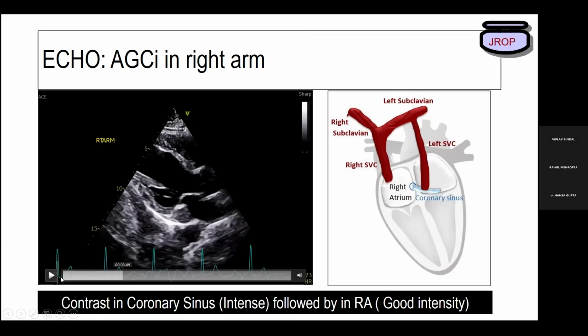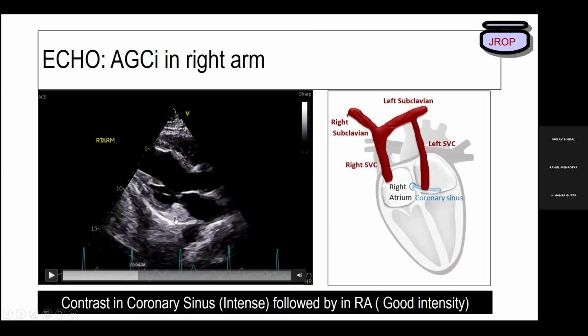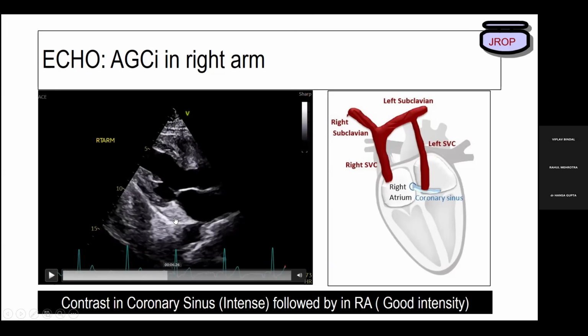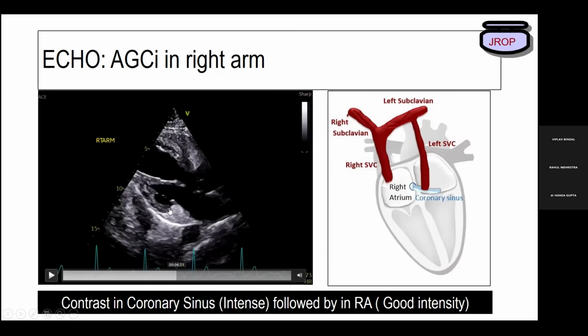Now look at this. The coronary sinus is filled up with contrast, but there's no contrast in the RV. Now, after a few seconds, the contrast has started appearing in the RV also. So it's a denser contrast in the RV also. So first coronary sinus, then RV. Now think how this could be possible.